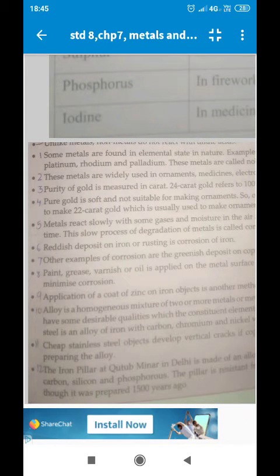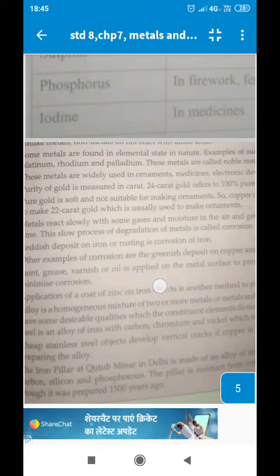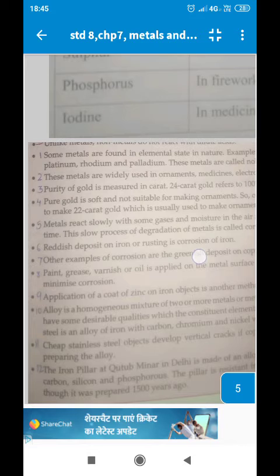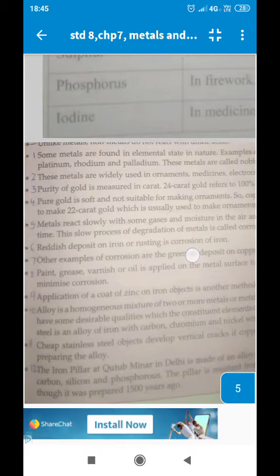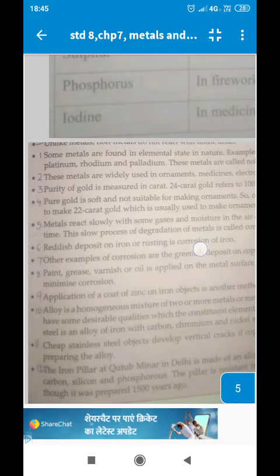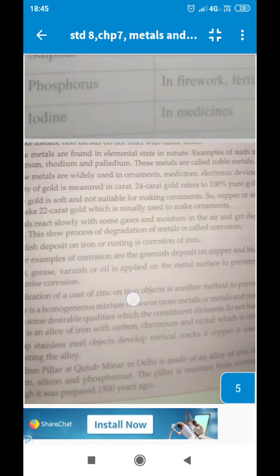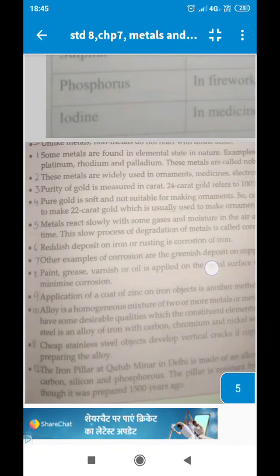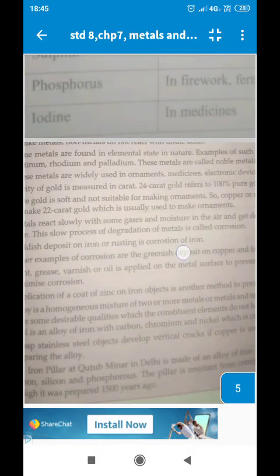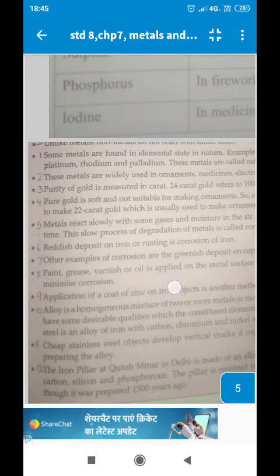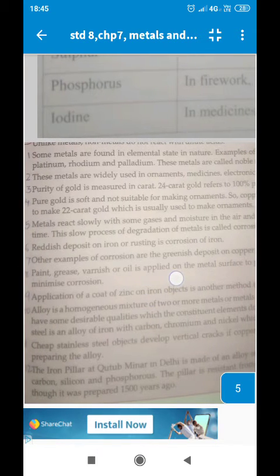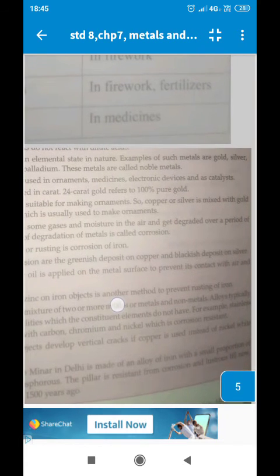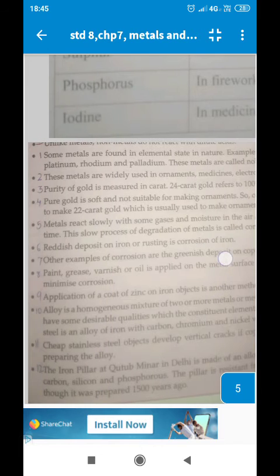Now, point number three, the purity of gold is measured in carat. 24 carat refers to 100% pure gold. Pure gold is very soft and therefore some other element is mixed so that it becomes a little bit hard. Pure gold is soft and not suitable for making ornaments. So copper or silver is mixed with gold to make 22 carat gold, which is usually used to make ornaments.